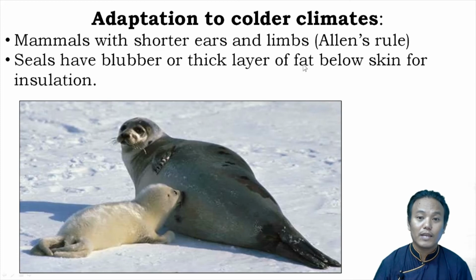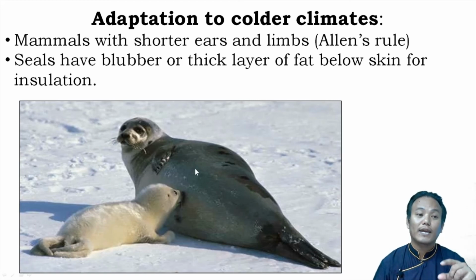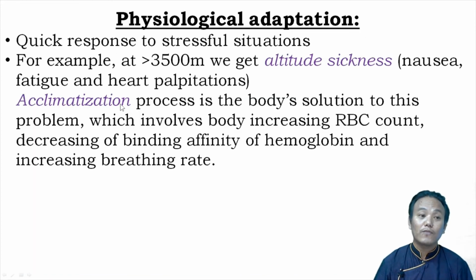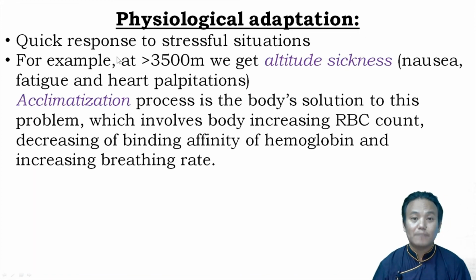Right? And apart from that, mammals found in colder climates have a blubber or thick layer of fat below their skin for insulation purposes. Right? For example, we can take the example of the seal. Right? So seals have a thick layer of fat under their skin, which acts as an insulator and prevents the loss of body heat to the environment. Okay, and apart from that, we also have physiological adaptation, right?